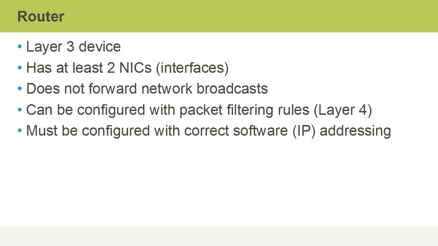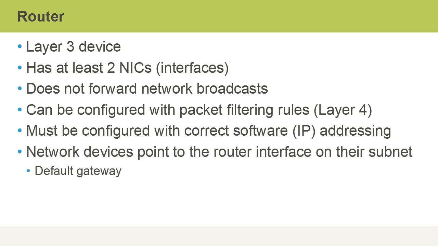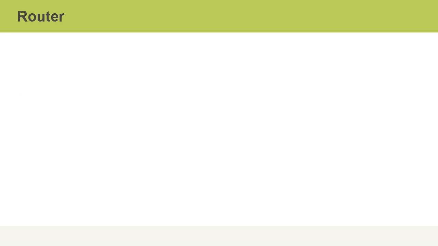Routers need to be configured with the correct IP addressing in order to route traffic correctly. Network devices point to the router interface on their subnet as the default gateway, and that's how a device on a network can communicate outside of the local area network.